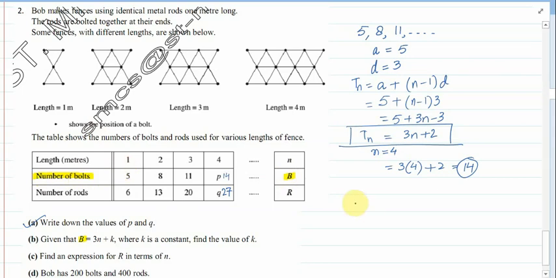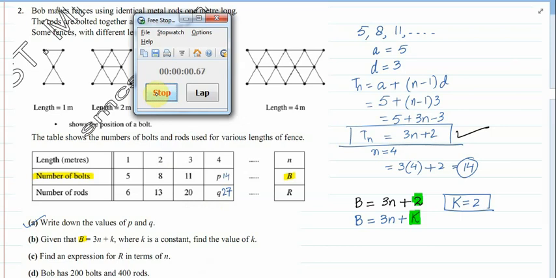We found the nth term, that is b, of the number of bolts is 3n plus 2, right? We did this part, and in the question it says that b is equal to 3n plus k. Can you find the value of k? Now it's very simple. By comparison, you can say that k is 2. That is the value of k, it's 2. You have a time of 1 minute. You can note down all the things because then I will start a new page.